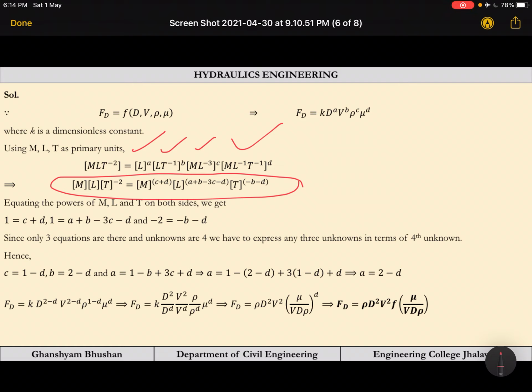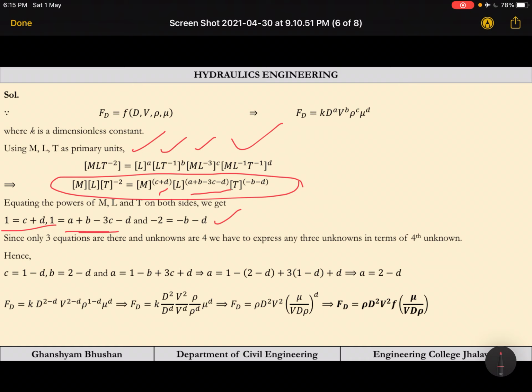So here you can see m is raised to power c plus d, so c plus d will be equal to 1. Then a plus b minus 3c minus d will be equal to 1, and minus b minus d is equal to minus 2. So we have these three equations and 4 unknowns, so this is not possible to solve directly. So what we will be doing, we will choose one parameter as independent, and we will try to express the other 3 in terms of it.